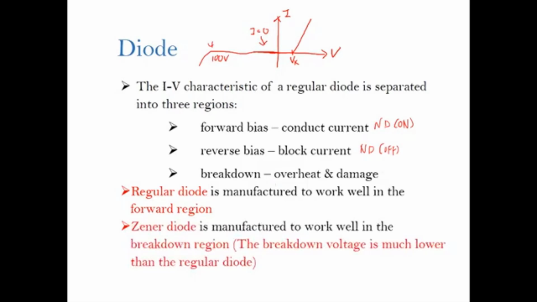But however, the Zener diode is quite opposite. It's quite different from the normal diode, as it operates at the breakdown. So this is where the Zener diode operates. This is the on state of the Zener diode.